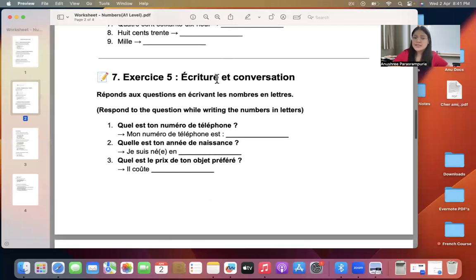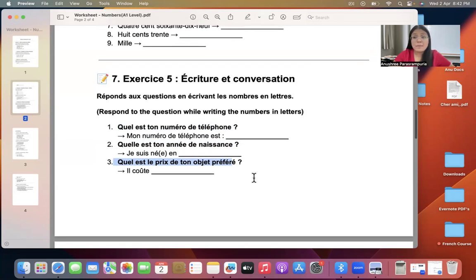And the fifth one is écriture et conversation, which is writing and conversation. These are certain basic questions which somebody can ask you, like what is your number? What is your birth date? Quel est ton numéro de téléphone, which we are going to see just right after this. Quelle est ton année de naissance? And the last one, quel est le prix de ton objet préféré? Okay, what is the price of your favorite object?